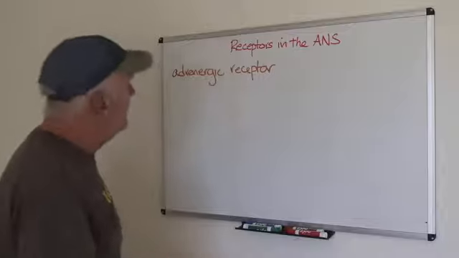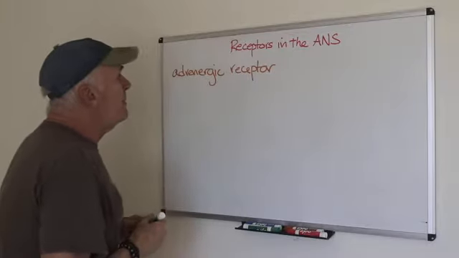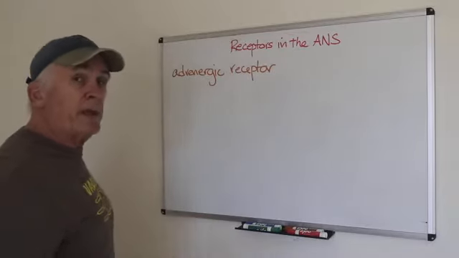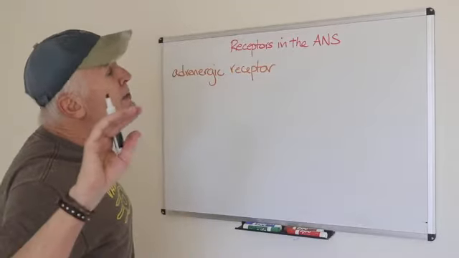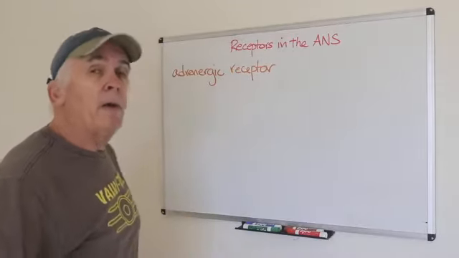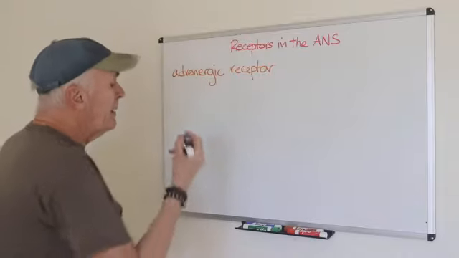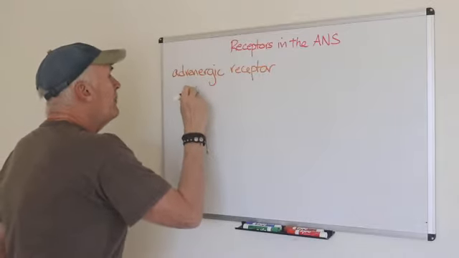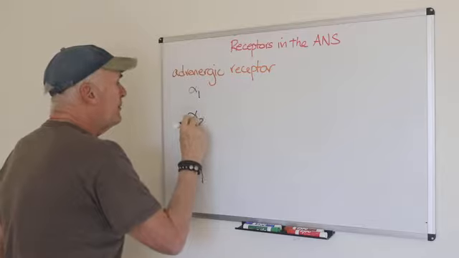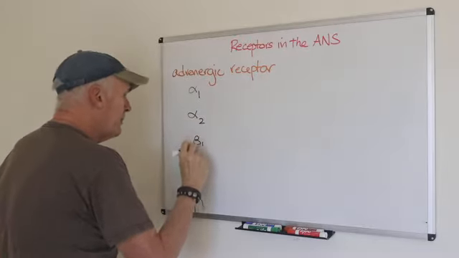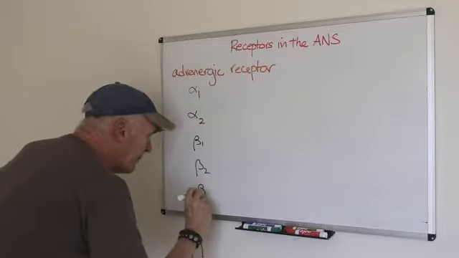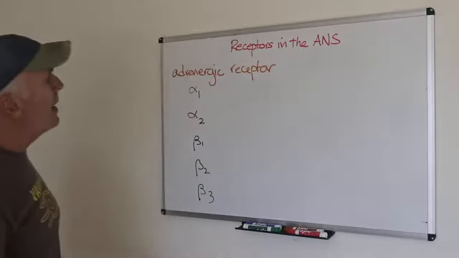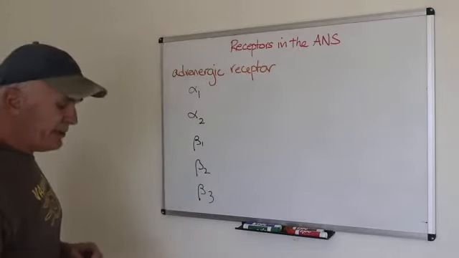They get named with Greek letters. Greek alphabet: alpha, beta, gamma, delta, epsilon, zeta, eta, theta, kappa, lambda, mu, xi, pi, rho, sigma, tau, phi, chi, psi, omega. All you in fraternities and sororities know that. So we have alpha 1, alpha 2, beta 1, beta 2, and beta 3. These are the 5 kinds of adrenergic receptors.